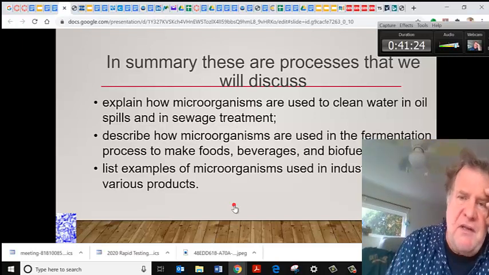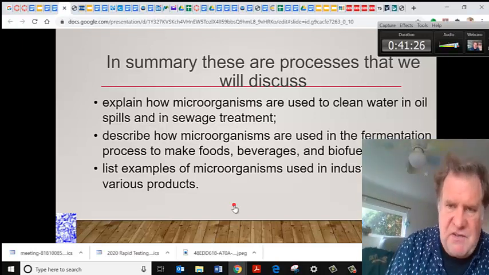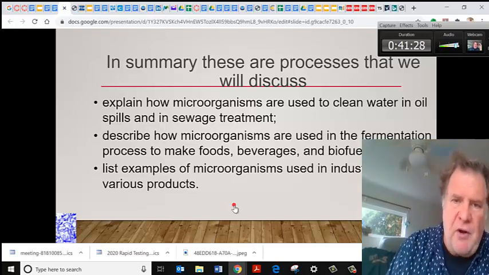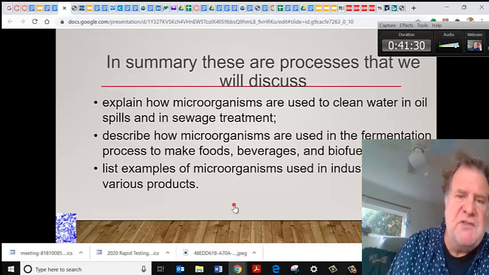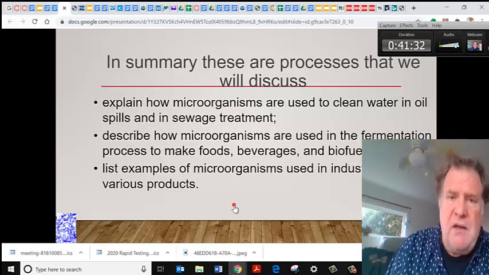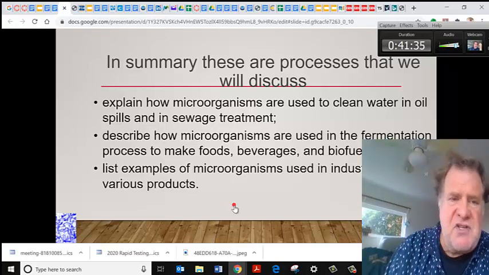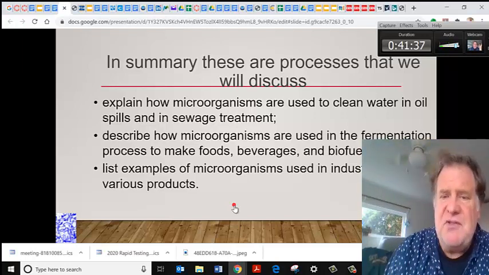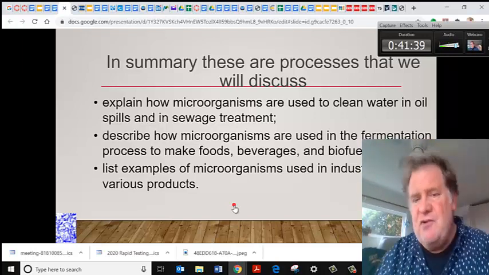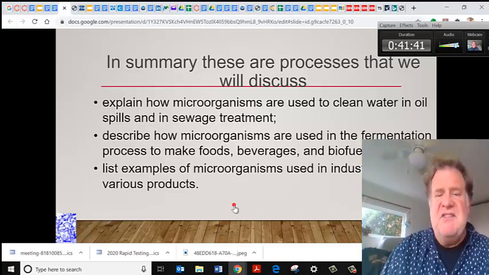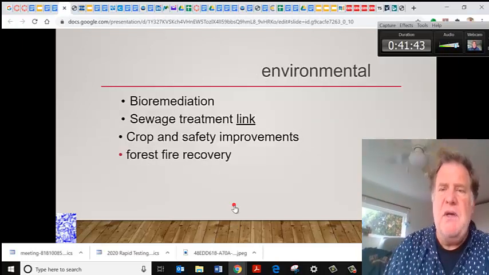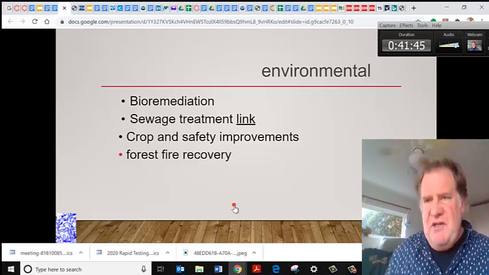In summary, these are some of the processes that we will discuss. I'll explain how microorganisms are used to clean water and oil spills and in sewage treatment. We'll discuss these on the discussion board. Describe how organisms are used in the fermentation process to make our foods, beverages, and biofuels, and list examples of microorganisms. So, some of the major characters.